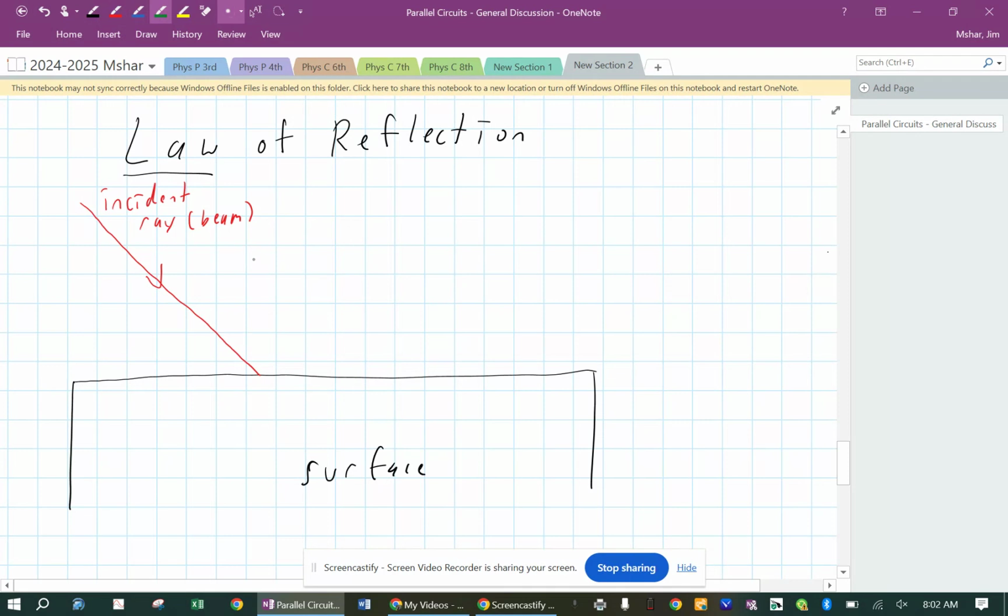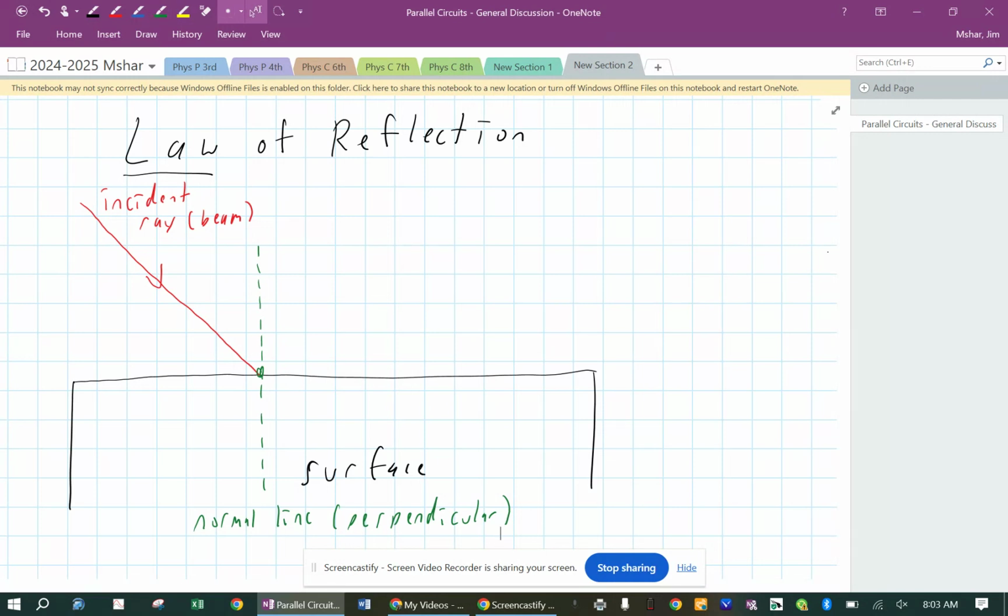Normal means perpendicular. So at this point where the light strikes the boundary between the air and the surface, okay, we draw a normal line. And I would suggest you also use a dashed line. And that is called the normal line. And that is perpendicular to the surface, okay?